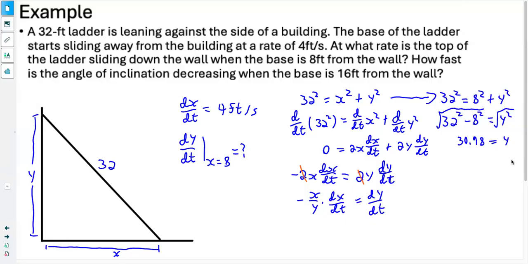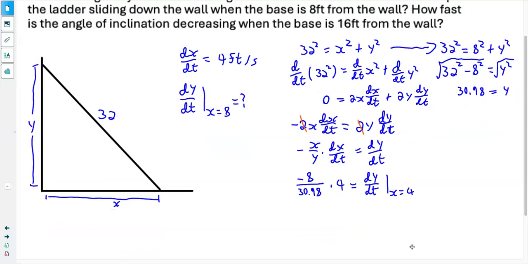And next we are going to substitute our values in. So we've got negative 8 over 30.98 times dx/dt, which is 4, equals our dy/dt when x is equal to 8. So we get negative 1.03 feet per second is dy/dt when our x is 8.